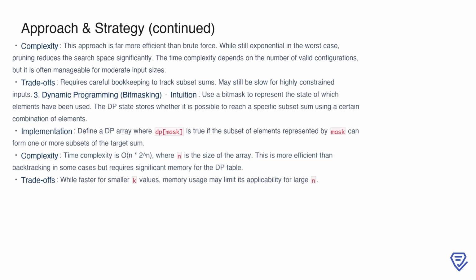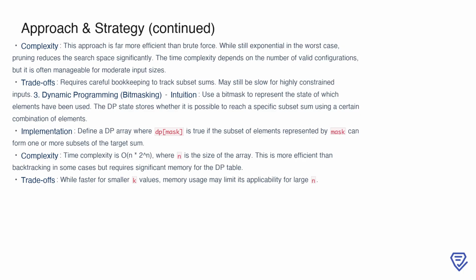Although its time complexity is still exponential in the worst case, the pruning step ensures that we skip over invalid configurations early, making it much faster for moderate input sizes. However, this method does require careful bookkeeping to track the sums of subsets as we assign elements to them, which can be complex for highly constrained inputs.